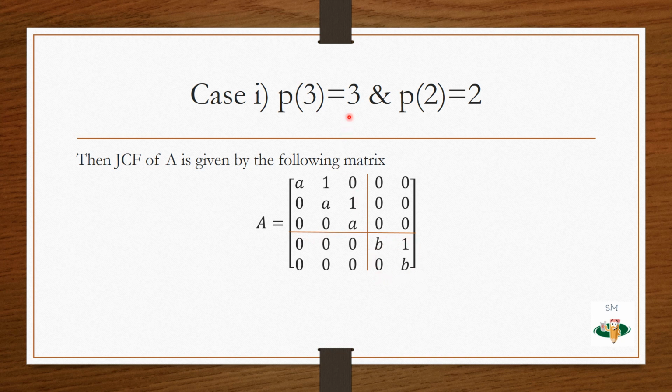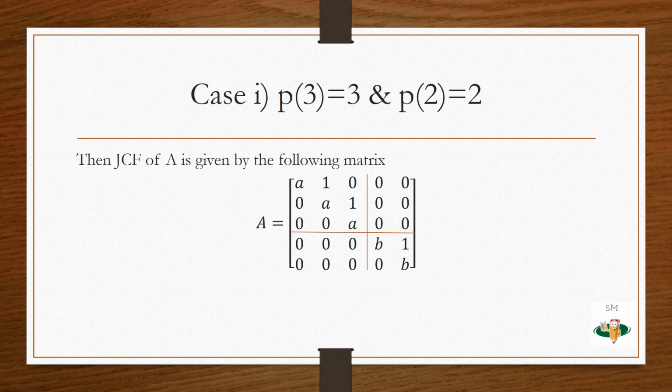Here we have P of 3 equal to 3. Therefore the diagonal entries will be a, and the corresponding super diagonal entries will be 1, 1. For this block, diagonal entries a and super diagonal entries 1, 1. And P of 2 equal to 2, therefore diagonal entries b, b and the super diagonal entry will be 1. Here a and b are distinct factors, therefore here we have to put 0. Also these are in different blocks, therefore here we have to put 0.